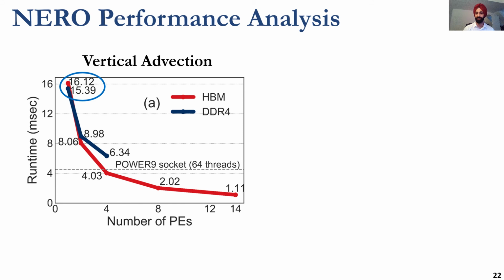First, for a single processing element which fetches data from a single memory channel, the DDR4 based design provides higher performance than the HBM based design. This is because the DDR4 based FPGA has a larger bus width than an HBM port.